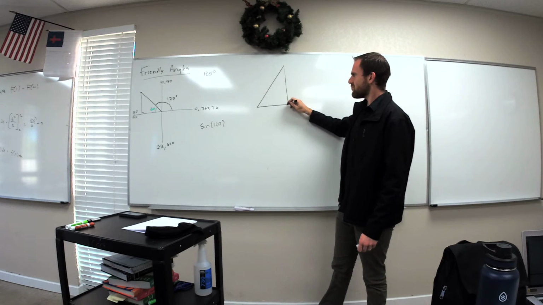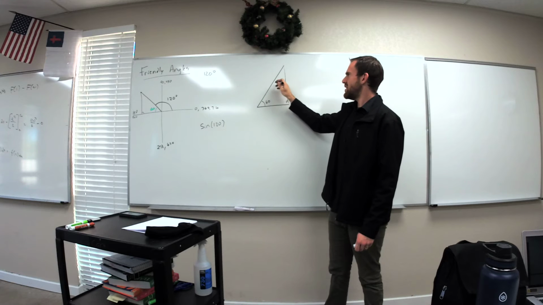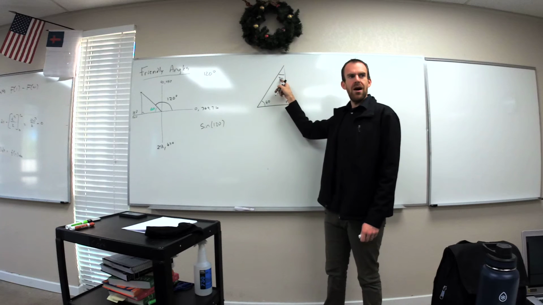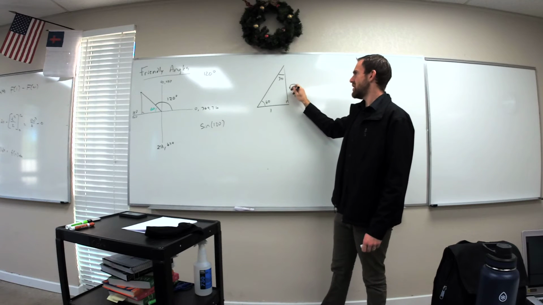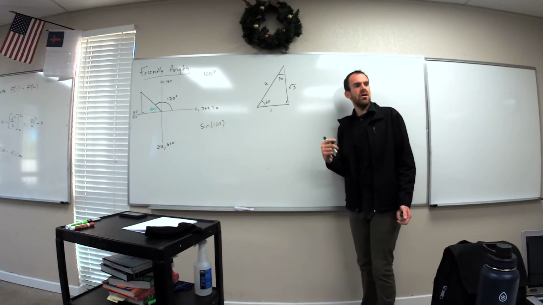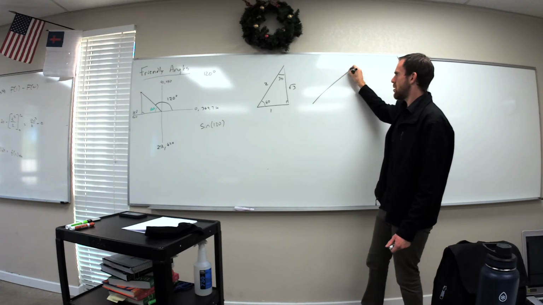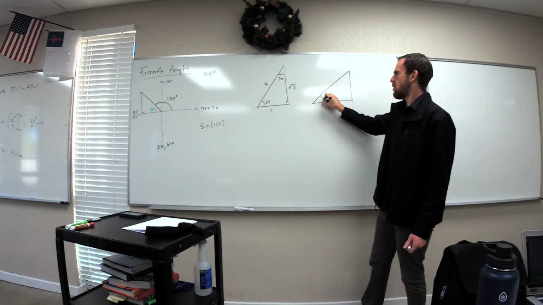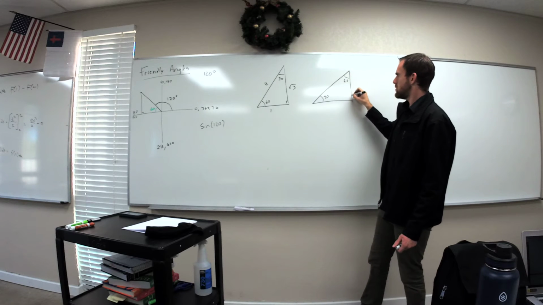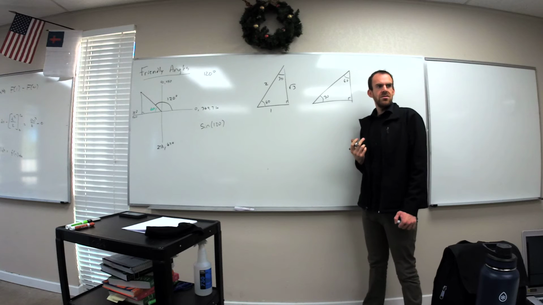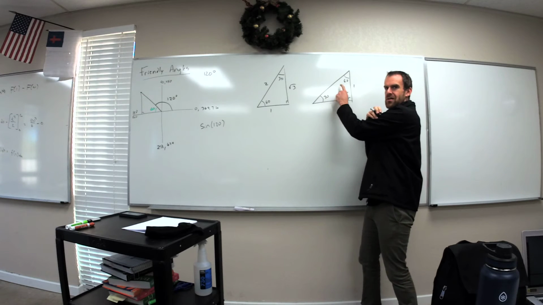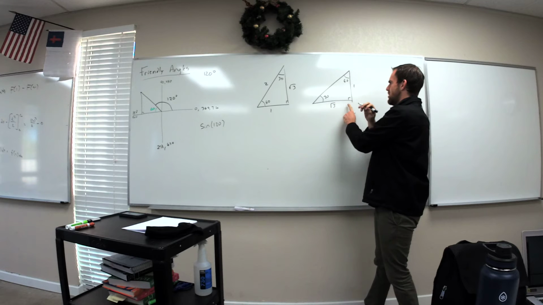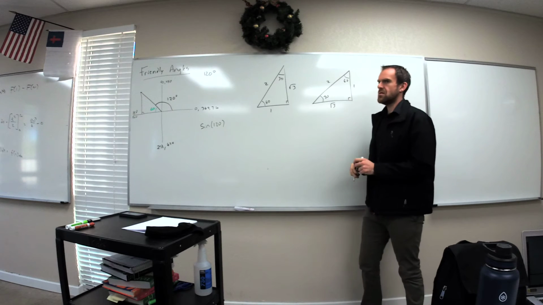Okay, friendly triangles. Let's look at them. So, 30, 60, 90 triangle. What are the sides? Opposite 30 is 1. Opposite 60 is square root of 3. Hypotenuse is 2. You could also draw it this way. Do the sides stay the same? No, they switch because opposite 30 should be the shorter one because 30 is smaller. Opposite 60 should be square root of 3. And then the hypotenuse is 2.